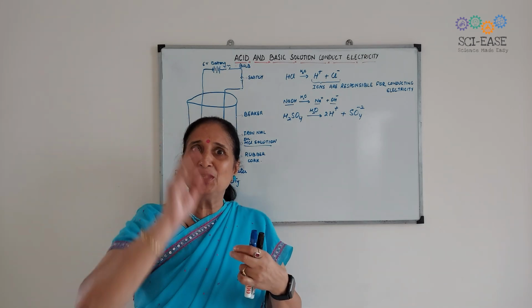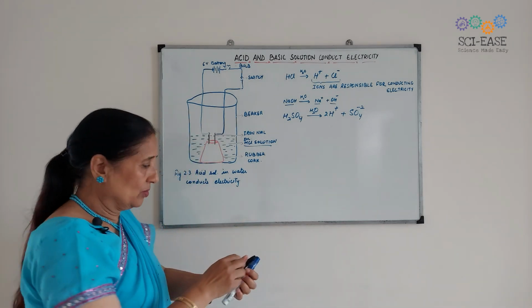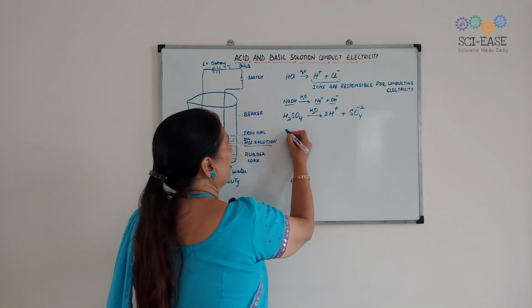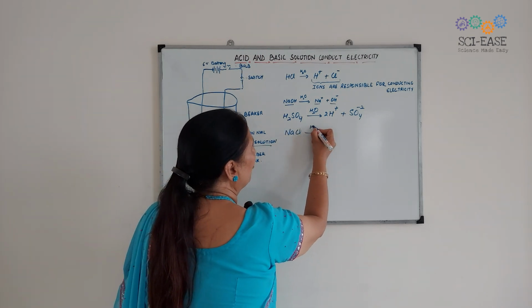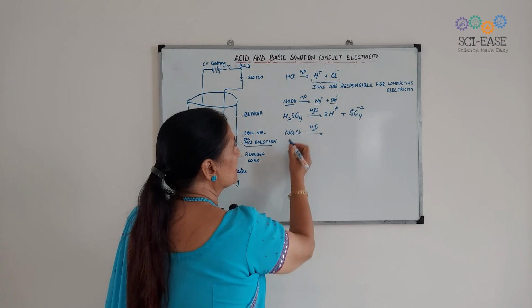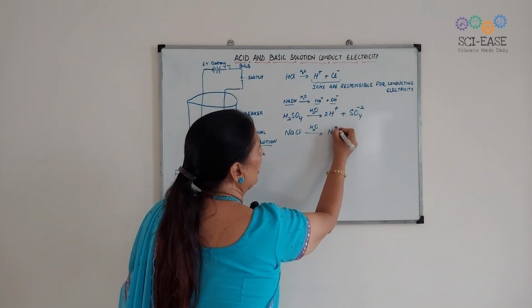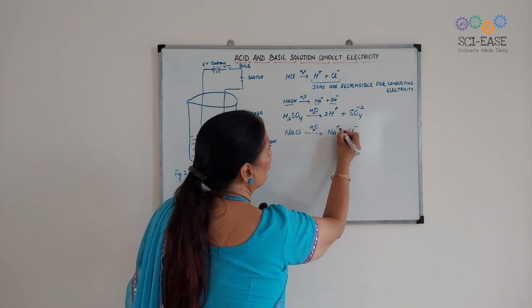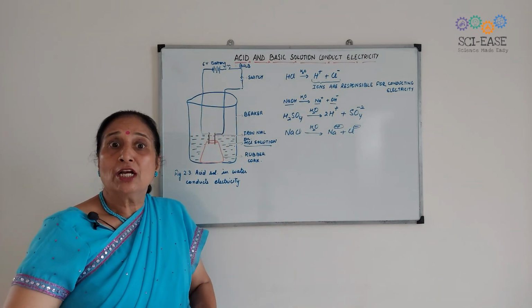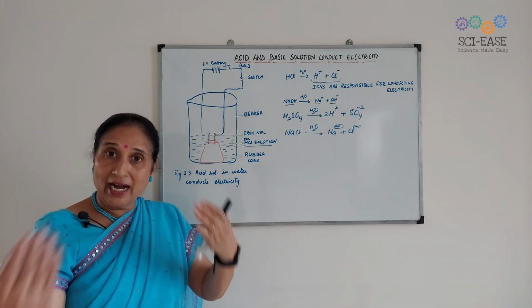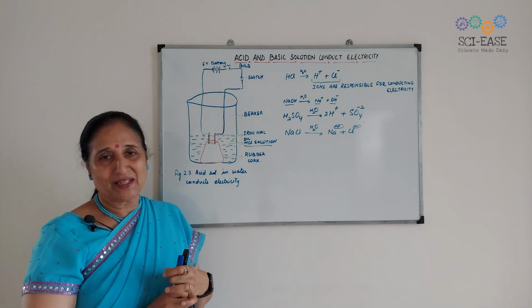Now I will tell you about NaCl, which is a salt, namak. When it is dissolved in water, what will be the result? Sodium and chloride ions will be formed. Sodium and chloride ions are formed. So, when ions are produced, this means that they can conduct electricity.